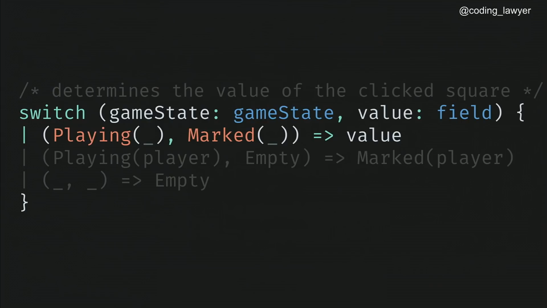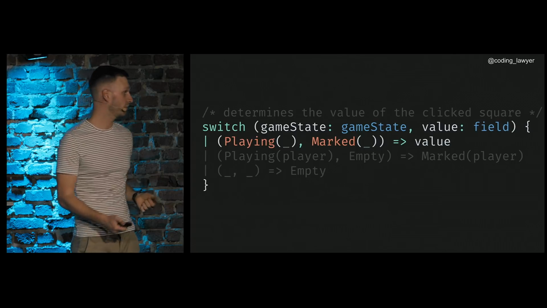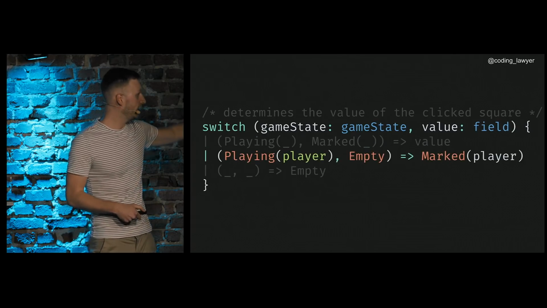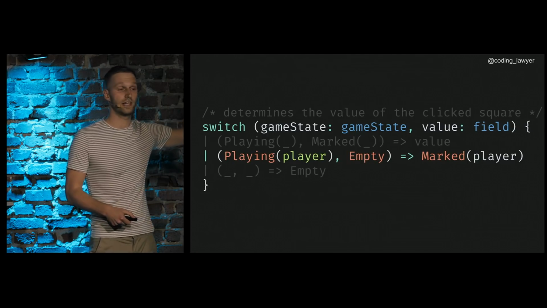And this is a typical use case for a tic-tac-toe game because you want to prevent players from overriding already clicked fields. So if the field is clicked and we are playing, we return the original value because we don't want to change the value. Now, if this match fails, we go to another one. And here we again check if we are playing. Here we care about the player because we want to use it later. And if the field is empty.